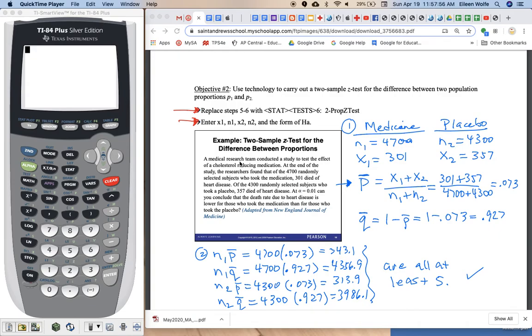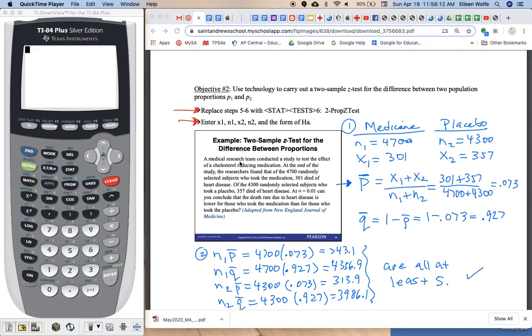Hey guys, I'm in section 8.4 working on objective number 2. I'm on pages 18 and 19 in the filled out notes. I have them already filled out on screen because my main goal here is to show you the technology parts.